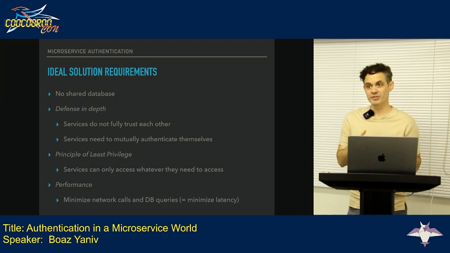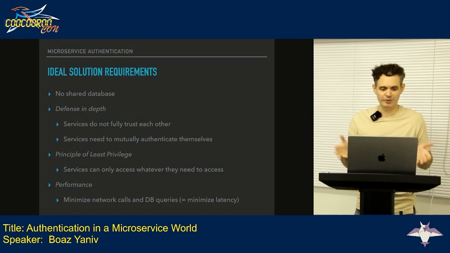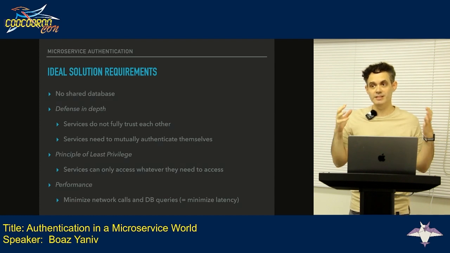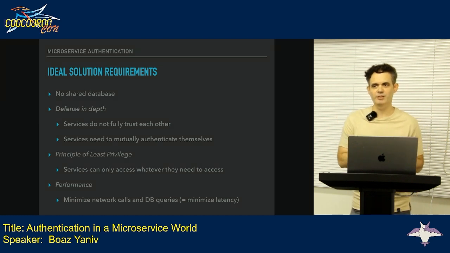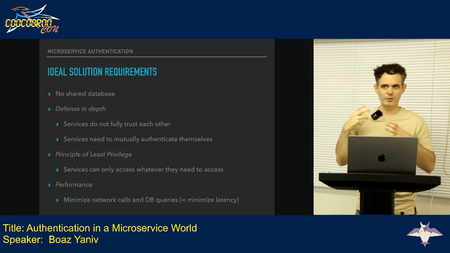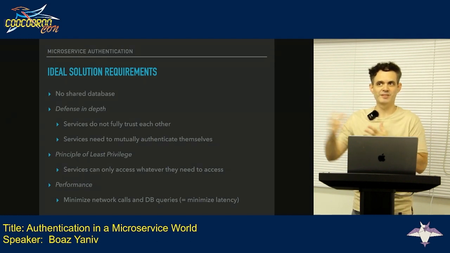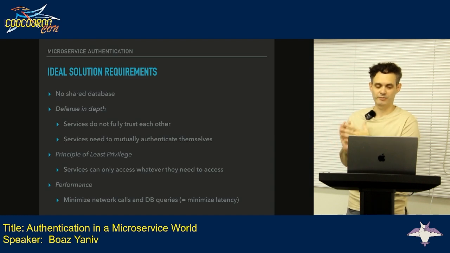And this is where the principle of least privilege really comes from. It's a principle that is based on this kind of defense in depth. You can simply say services can only access whatever they need to access, but that needs to be enforced, right? So we want to prevent them from having access to things they don't need. That's in the realm of authorization.